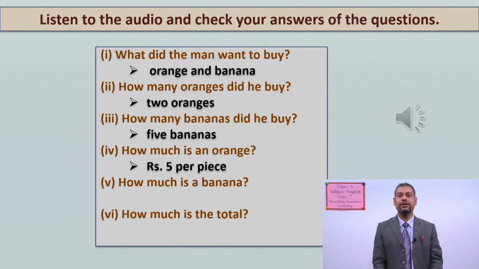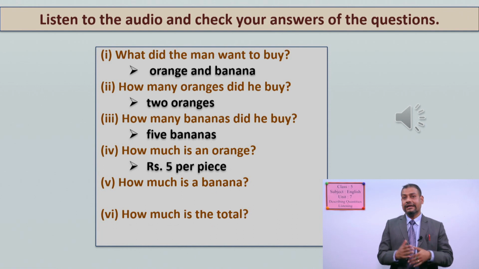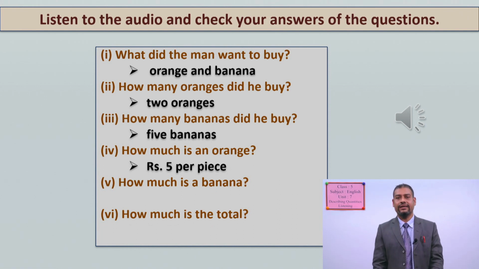And here also, you don't need to write that an orange is rupees 5 per piece. You don't need to write that down. So the main answer to this question is rupees 5 per piece. Is it clear to you? If so, then we have another question, number 5.